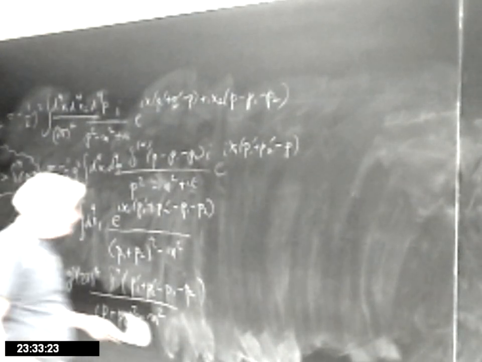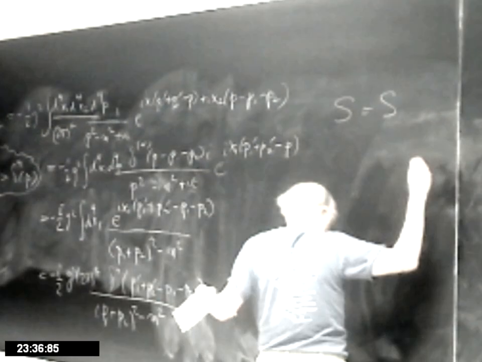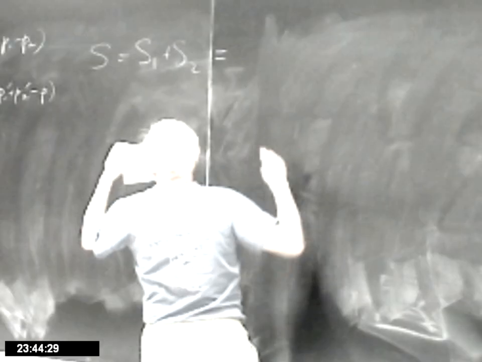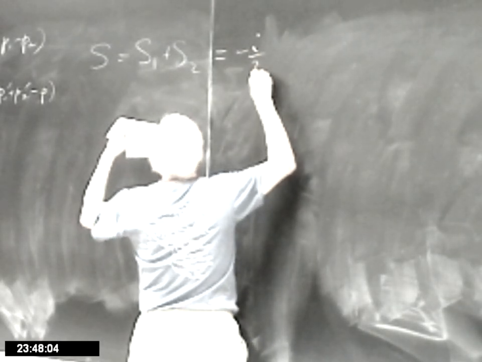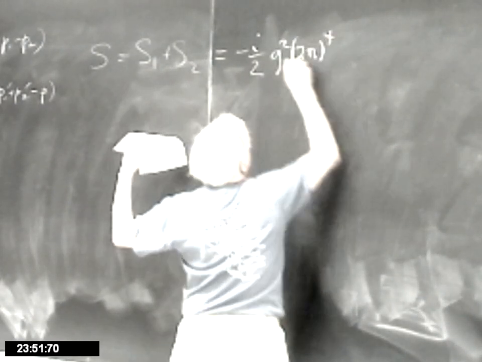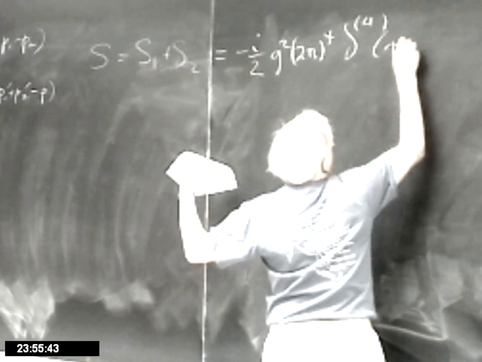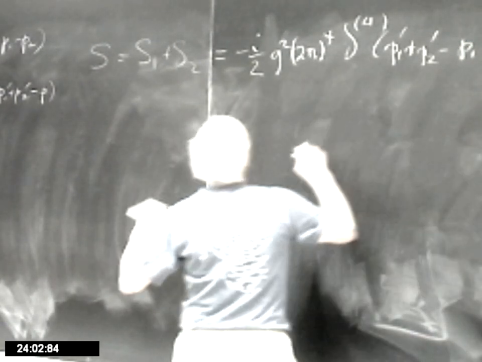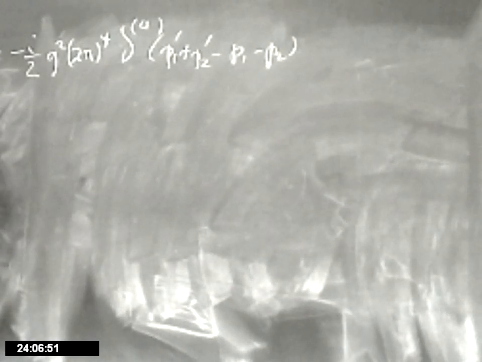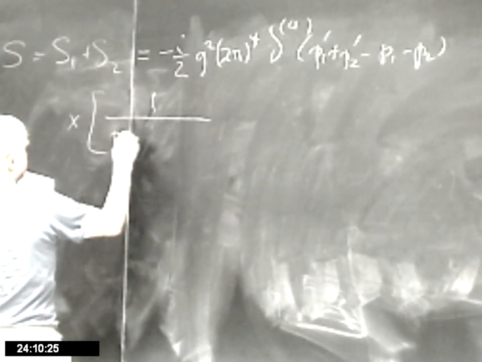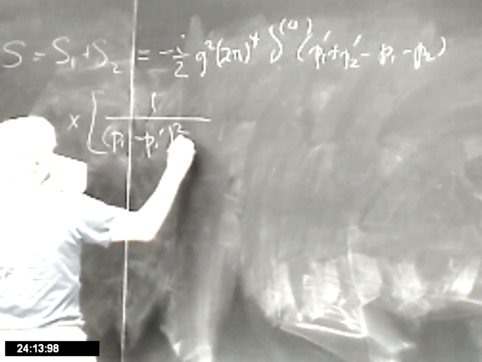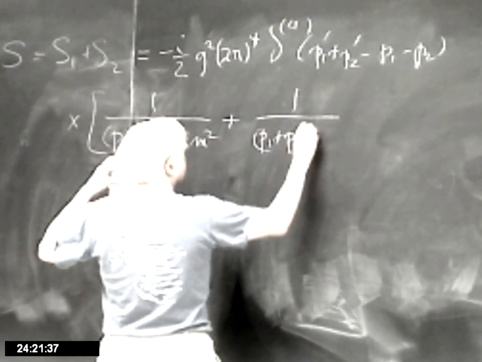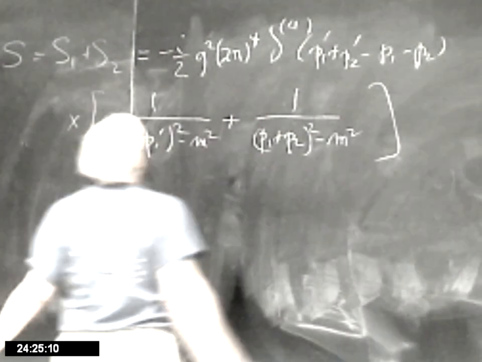And the full amplitude then is S equal to S1 plus S2, which is then minus i over 2 g squared (2π)^4 delta^4 of (p1' plus p2' minus p1 minus p2), and then that's multiplied by 1 over (p1 minus p1') squared minus m squared plus 1 over (p1 plus p2) squared minus m squared.